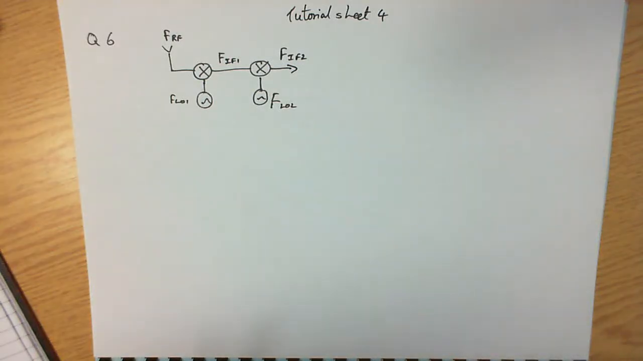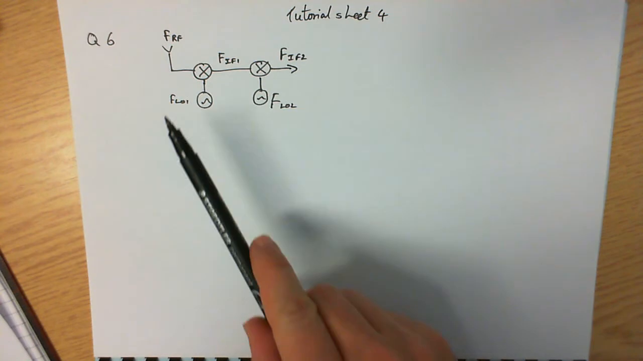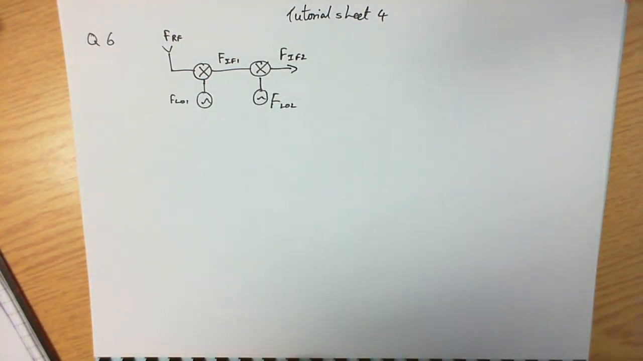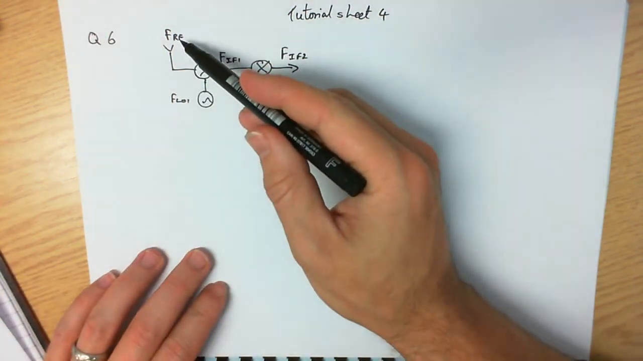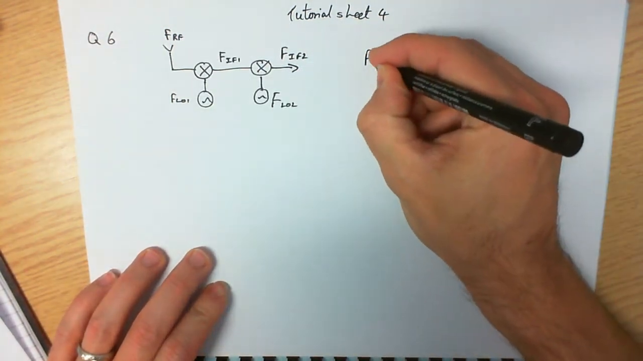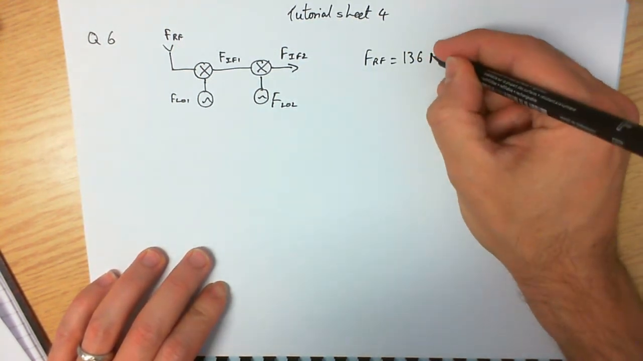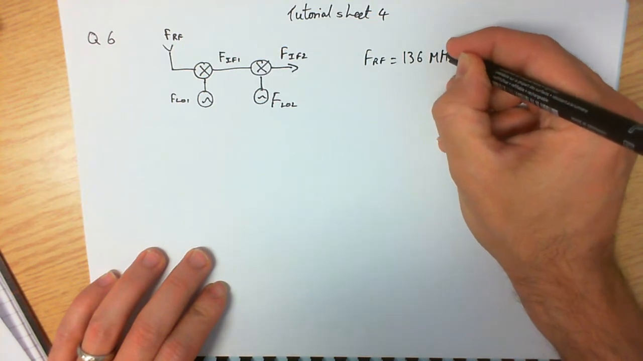Tutorial sheet 4, question 6, another superhet question. So we have a receiver of a double superhet type, which I've drawn down here, and that receives signals from a weather satellite at 136 megahertz. In other words, FRF is equal to 136 megahertz.